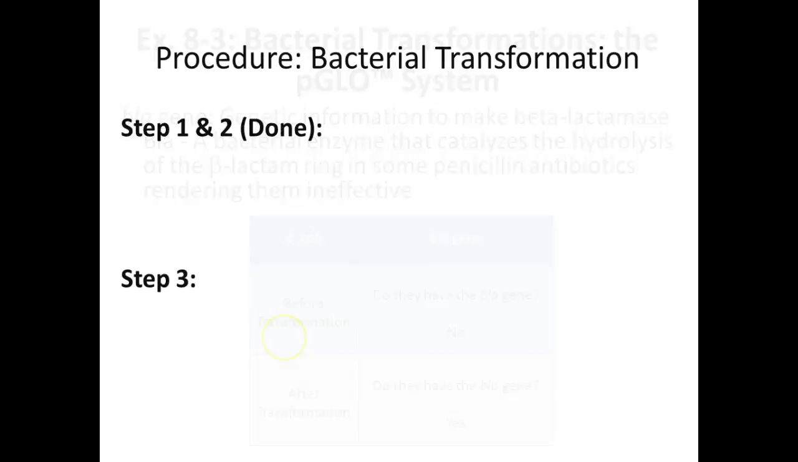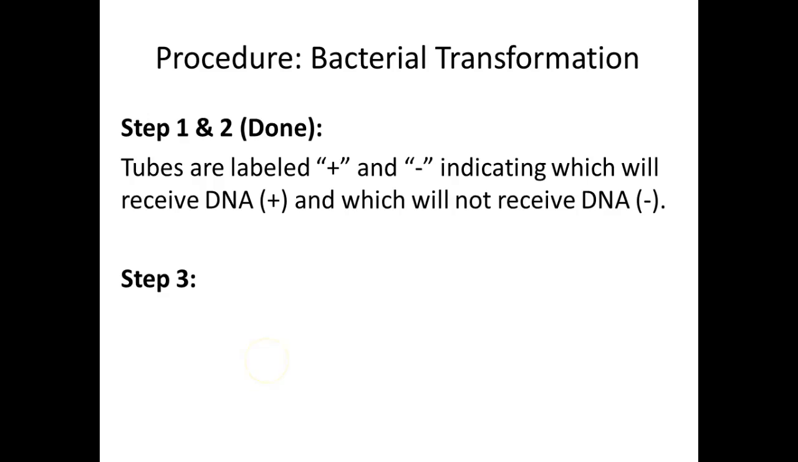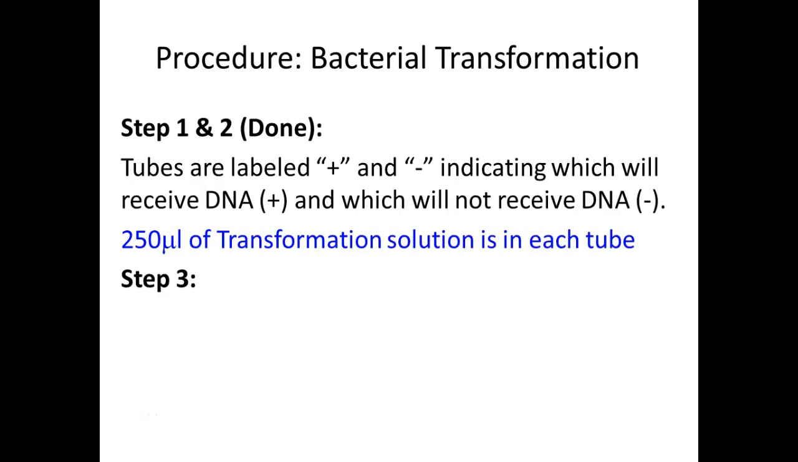So, for today, already done for you, are 2 tubes in the kit you'll be provided with, labeled plus and minus. Each one of them contains 250 microliters of transformation solution, this calcium chloride solution. The plus and the minus mean that the plus tube we're going to add DNA to, the minus tube we are not going to add DNA to it. Why aren't we going to add DNA to both tubes? The negative one is our control. Yes.